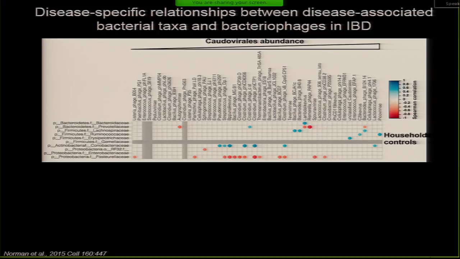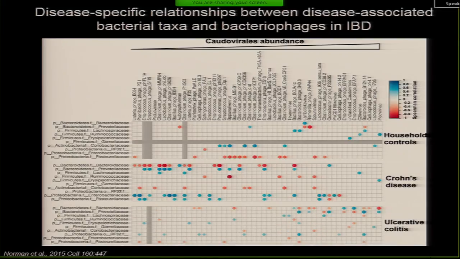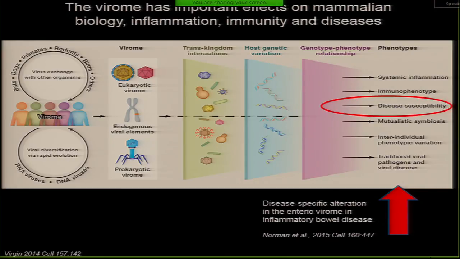And that's what the household controls look like. This is Crohn's disease. It's a different signature. And this is ulcerative colitis. It's a different signature. One explanation, unproven, is that this is a part of a predator-prey relationship, that actually the disease is related to the viruses killing the good bacteria, not just the absence of good bacteria or the presence of bad bacteria. And that's something that we're interested in studying. So that's a hypothesis, okay? So that's an example of a disease-specific alteration in the entire enteric virome.